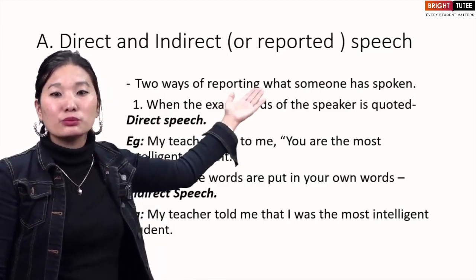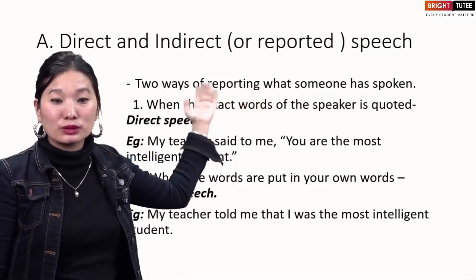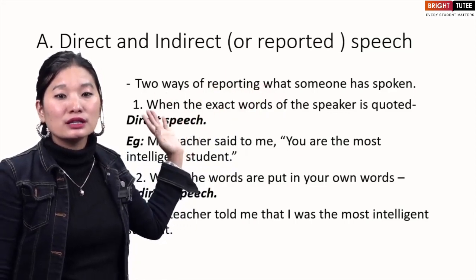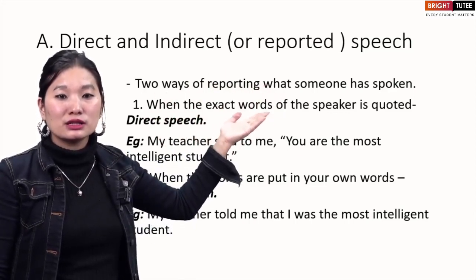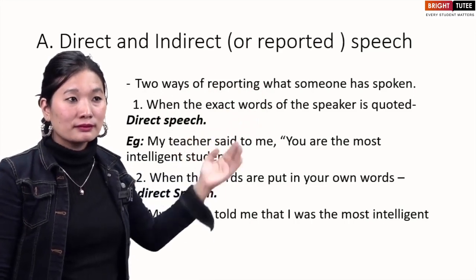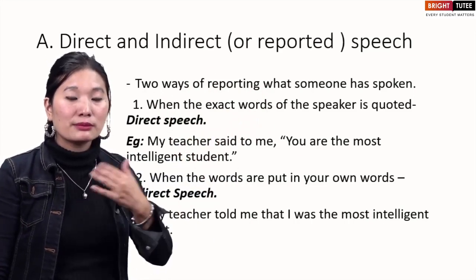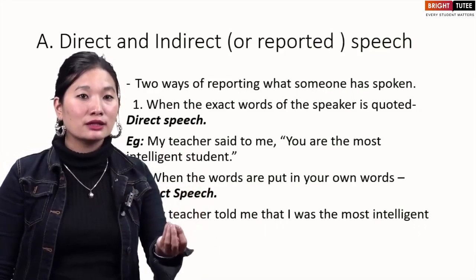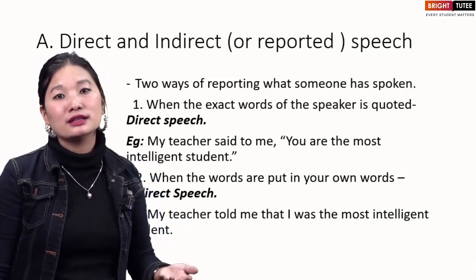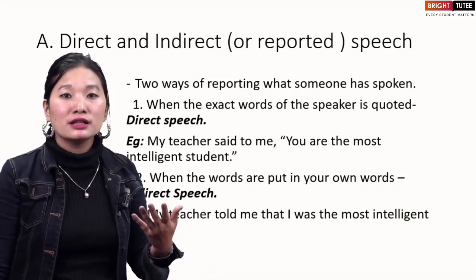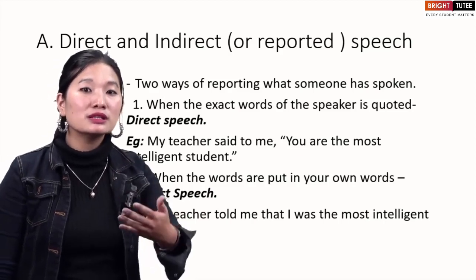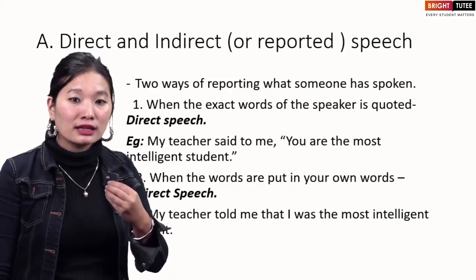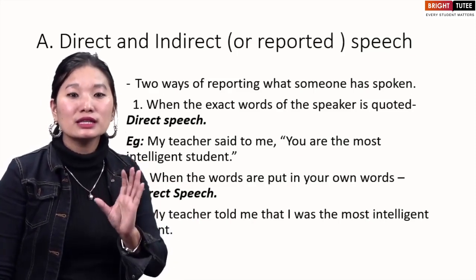There are two ways of reporting what someone has spoken. One is when the exact words of the speaker are quoted. That is direct speech. If your teacher tells you something, like, go and bring my marker. Example, the teacher forgot her marker pen in the office, and then she asks you to go and bring her marker. Instead of saying the teacher asked me to bring her marker pen, if you go and say, teacher said go and bring my marker, that means you are reporting in the direct speech.